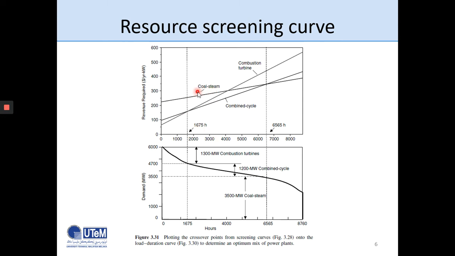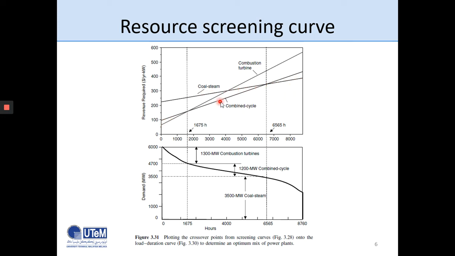Okay, so if I go for coal, you see that the starting price is rather expensive compared to combustion turbine and combined cycle. But as the number of hours increases, the price does not increase that much, right? It's not flat, but the gradient or the slope is not that high.